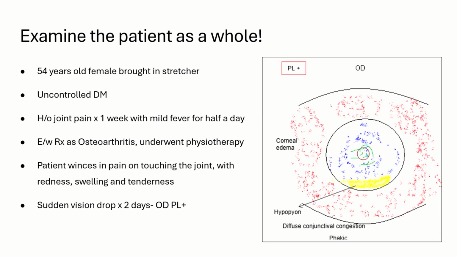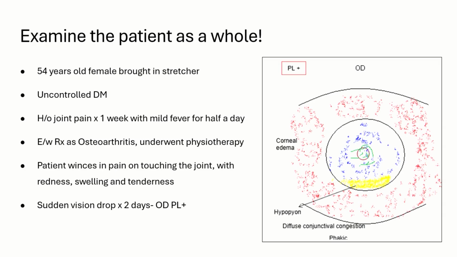She came, a 54-year-old female, brought in on a stretcher with severe acute knee pain. Again, uncontrolled diabetes is the underlying factor. I couldn't image this patient, not even a single photo, because she always came on a stretcher. She was systemically not very well. This is a hypopyon with corneal edema, only a 2-day history.